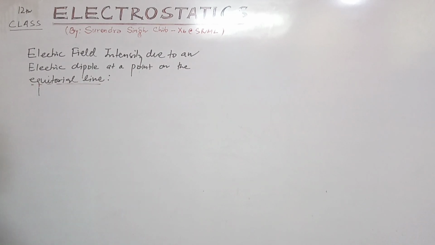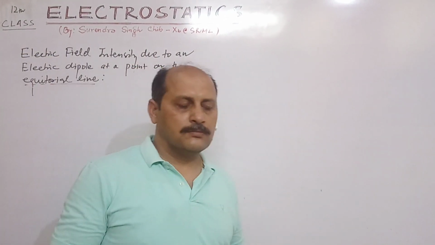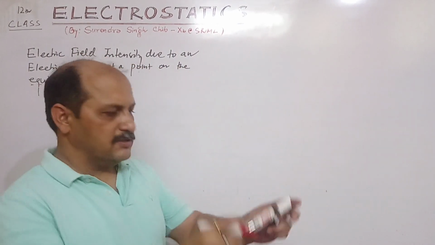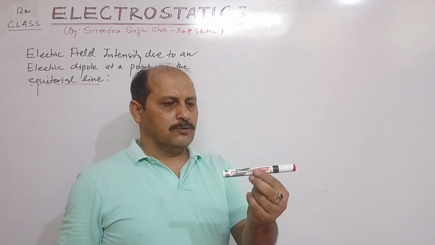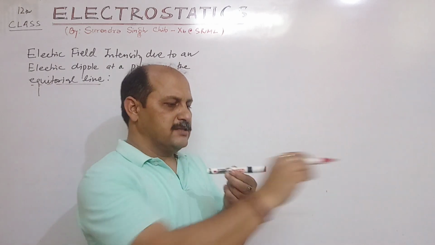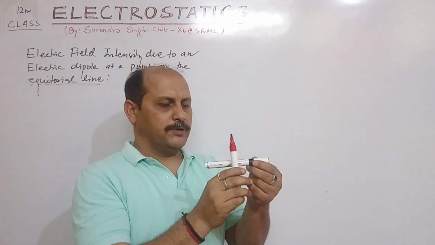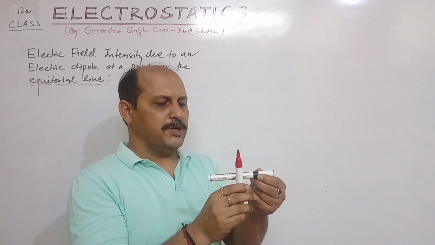Equatorial line: a line which is perpendicular to the axial line and passing through the center of the electric dipole. Say, this is an electric dipole. So, which one will be the equatorial line? If this is an axial line, then this, perpendicular to it, is an equatorial line.